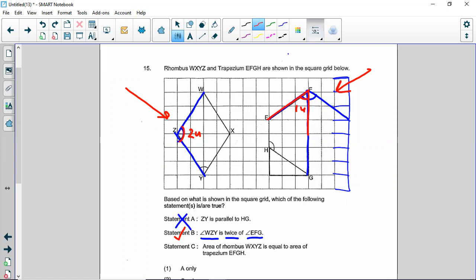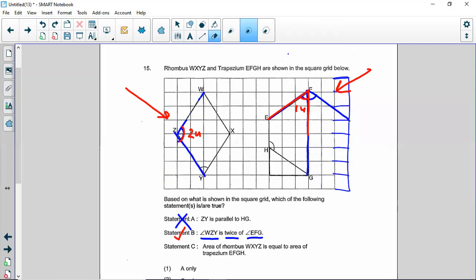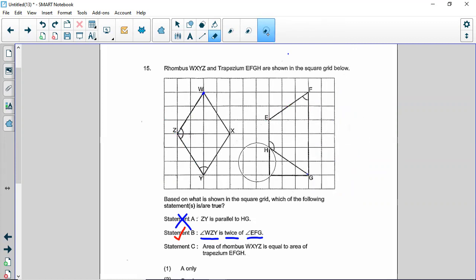Now, there is a reason for the square boxes. Okay, I'm going to erase all this. So how do you find the area of the rhombus? Now there is a reason. Okay, how to find the area of the rhombus? Now, if you look carefully, the area of the rhombus WXYZ.